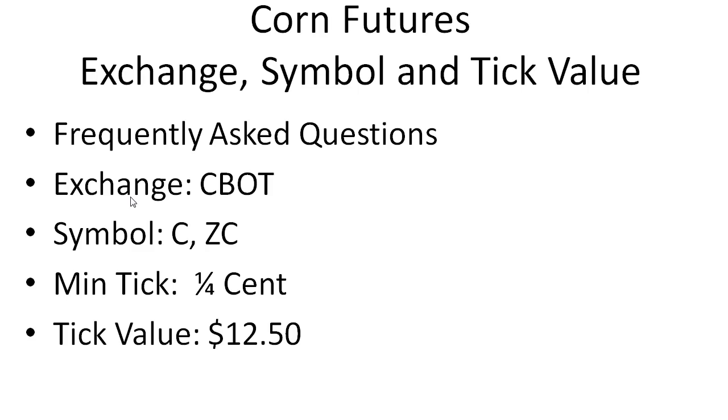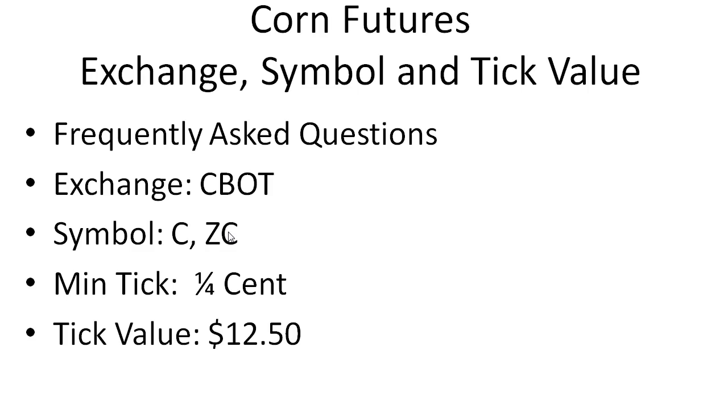So first, let's discuss the exchange, the symbol, and the tick value. The exchange that the corn futures are currently traded on is the Chicago Board of Trade, or the CBOT. The symbol on most trading platforms is C for corn. Some platforms like Infinity and others will place a different letter in front of C. So what they do is they go Z, C.